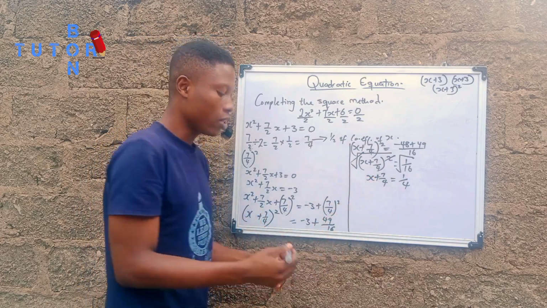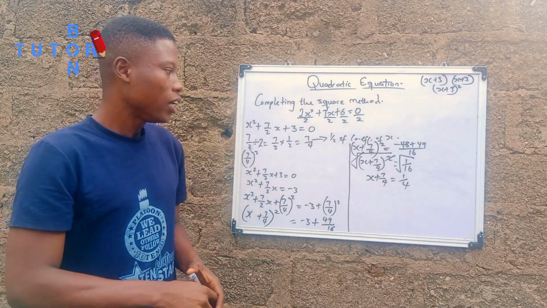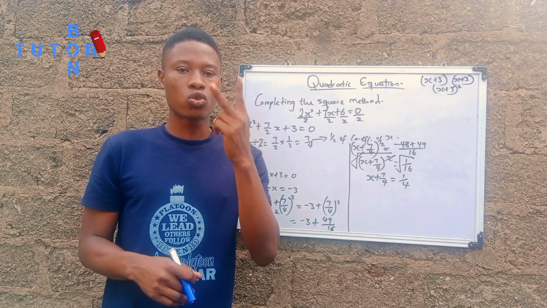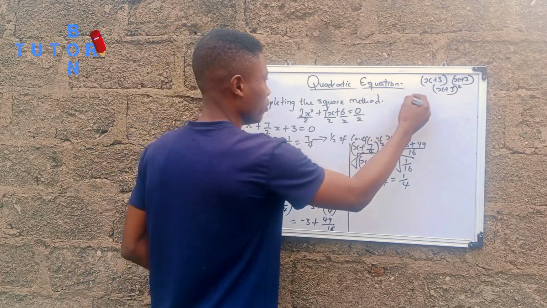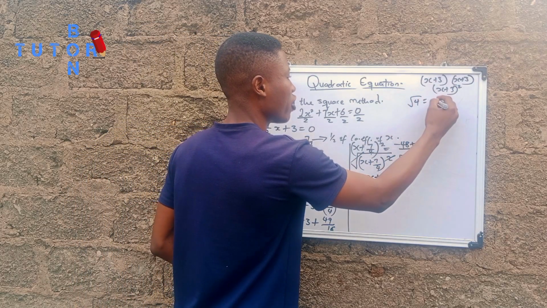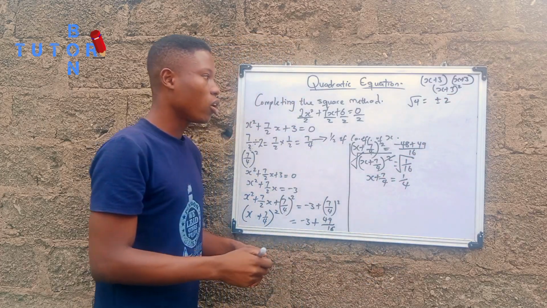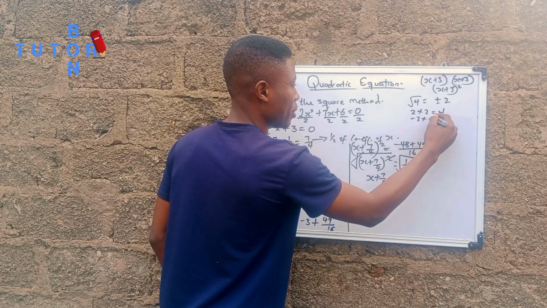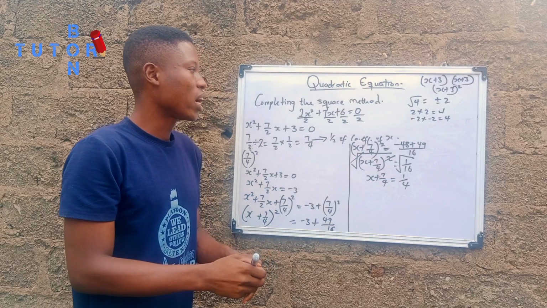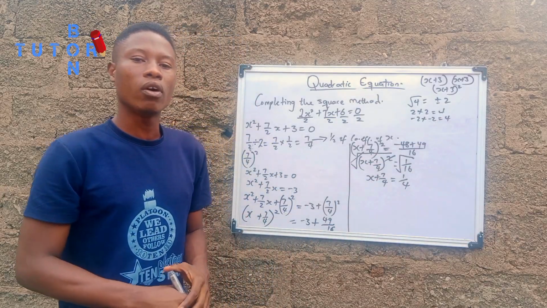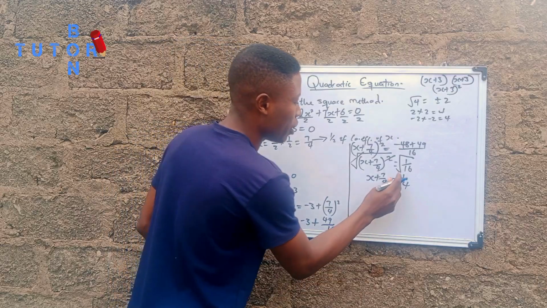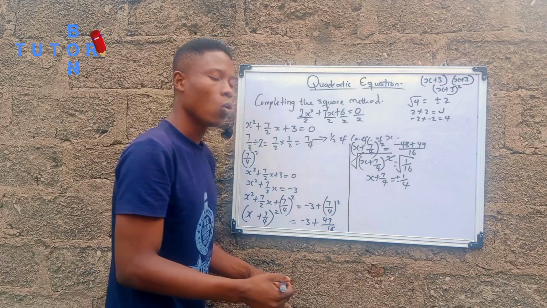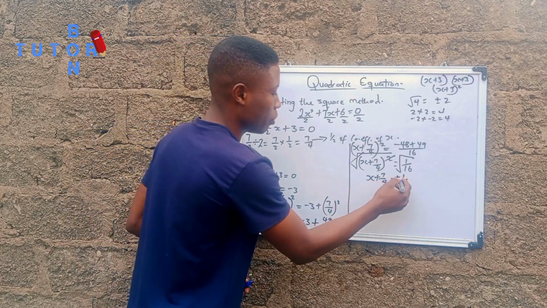But take note, there is one thing I would like you to note. If you are looking for the square root of any number, it gives you two numbers. Let me say the square root of 4 gives me plus or minus 2, because 2 times 2 gives me 4, and also minus 2 times minus 2 gives me 4. That means you can have two values for the square root of a positive number, which means what I'll have here is not just 1 over 4, but plus or minus 1 over 4.